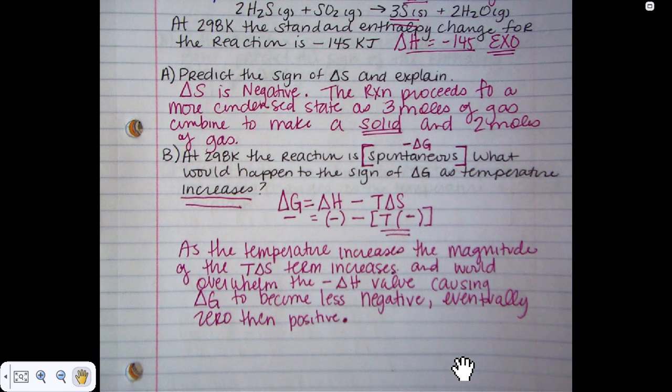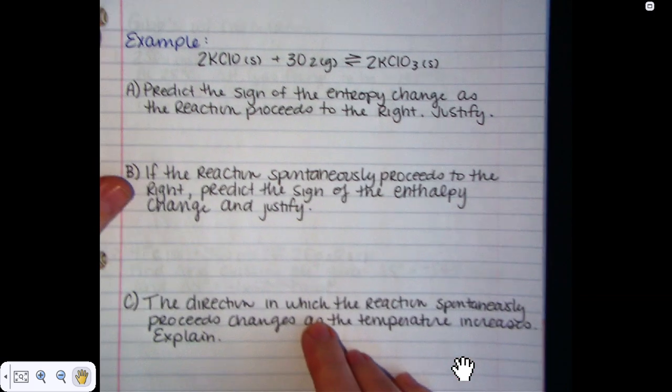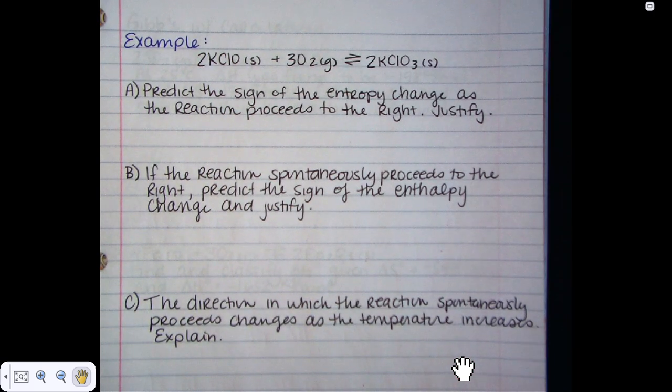Okay, so that was our first example. We're going to look at one more of these more conceptual things, and then we will do a calculation question with Gibbs. So let me turn my page so we can look at the next one. All right, so this one has 3 parts. So let's look at our equation.